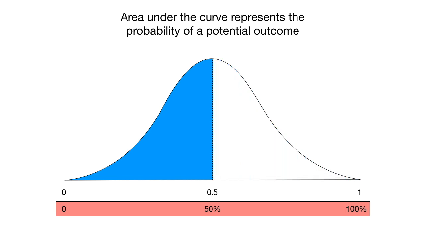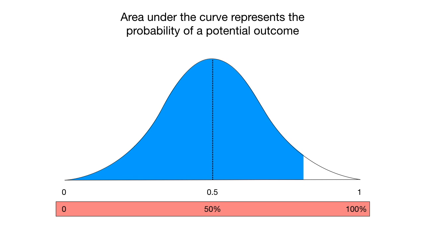A 50% probability would look like that. A 20% probability would look something like that. And then an 80% probability would look something like that.